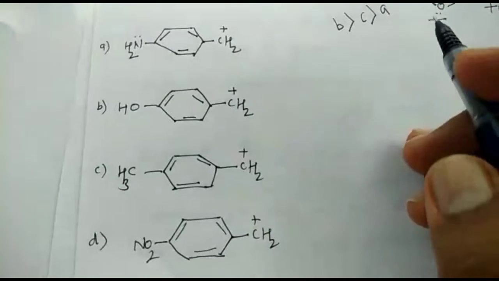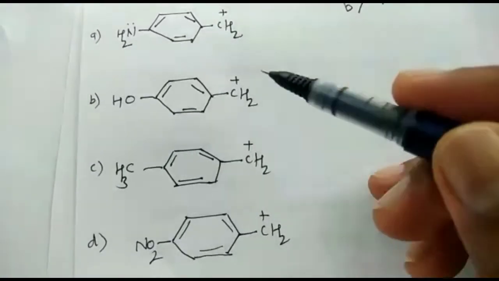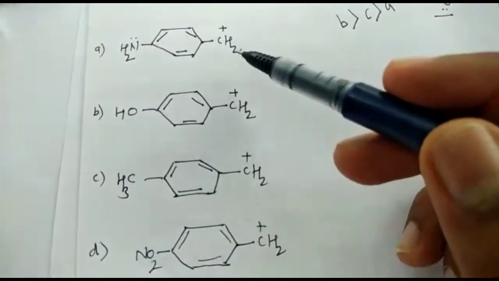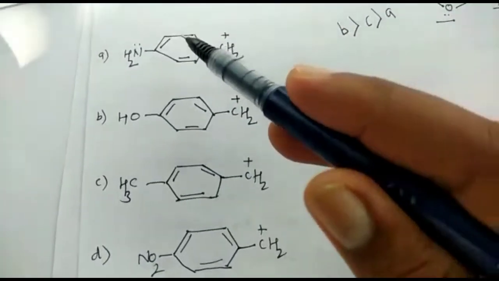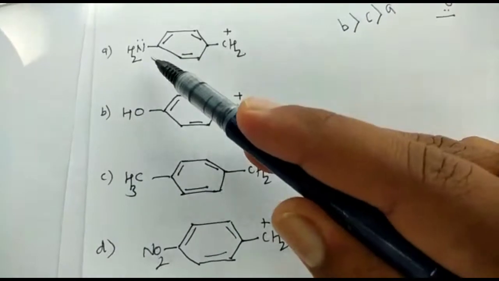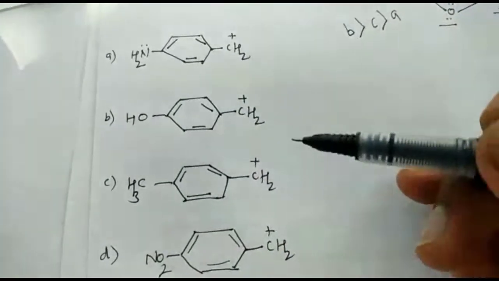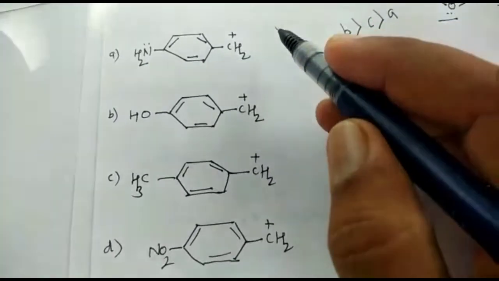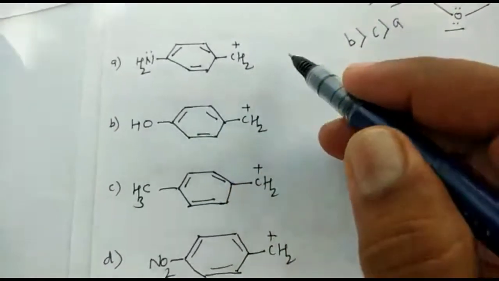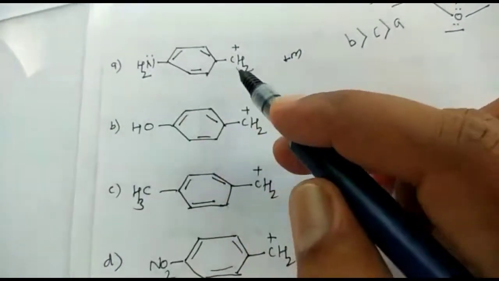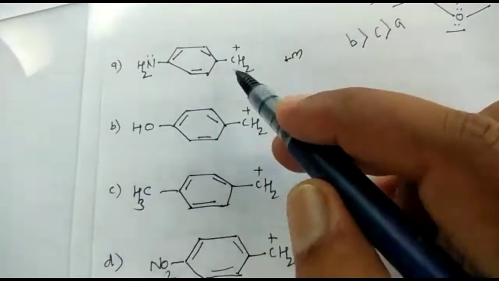Among these compounds, which one is more stable? In this compound, all the benzenes are the same, with the carbocation CH2 plus. But here an NH2 group is there, an OH group, a CH3 group, and an NO2 group. You have to identify which effect arises. In option A, it produces a plus M effect, a plus electron donating capacity. That's why it will be stabilized. It will undergo resonating structures.